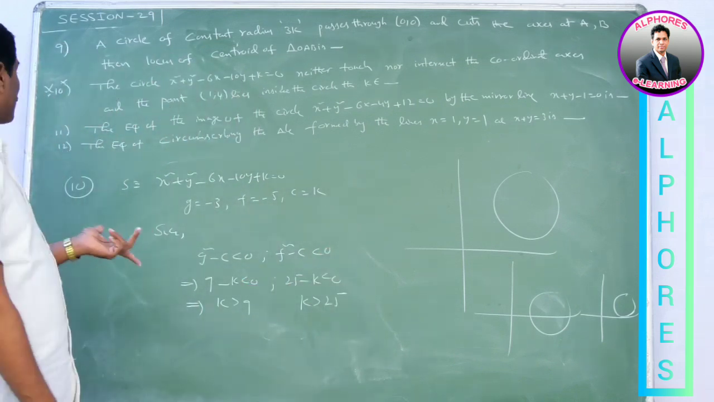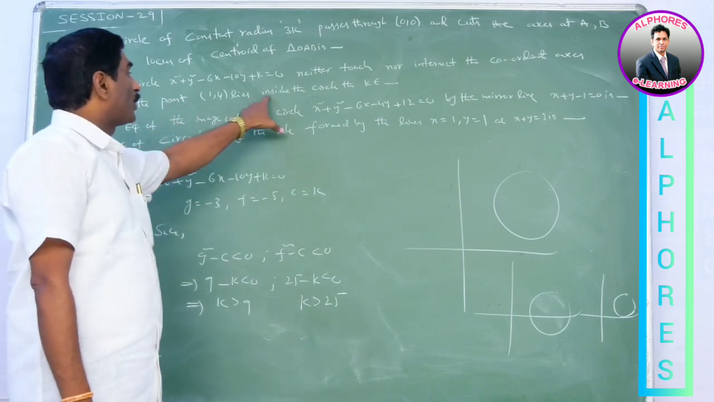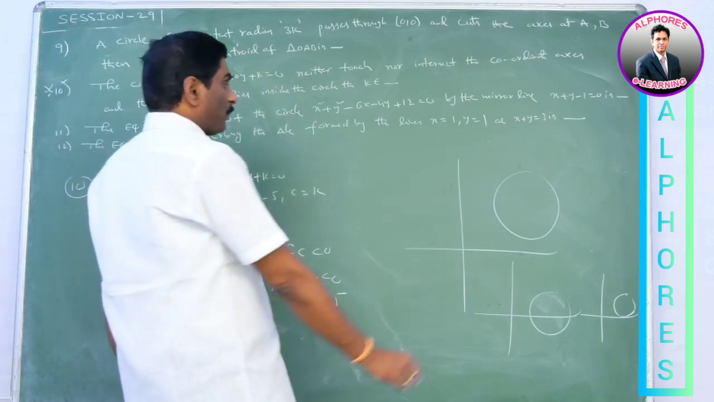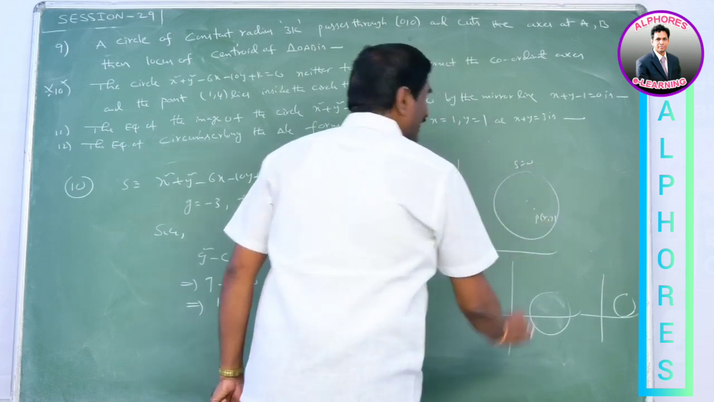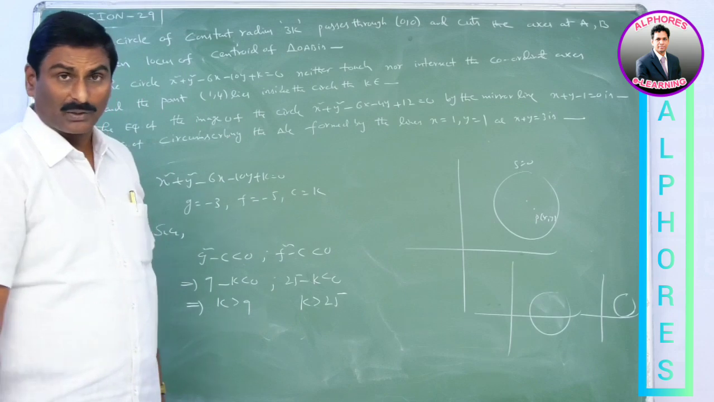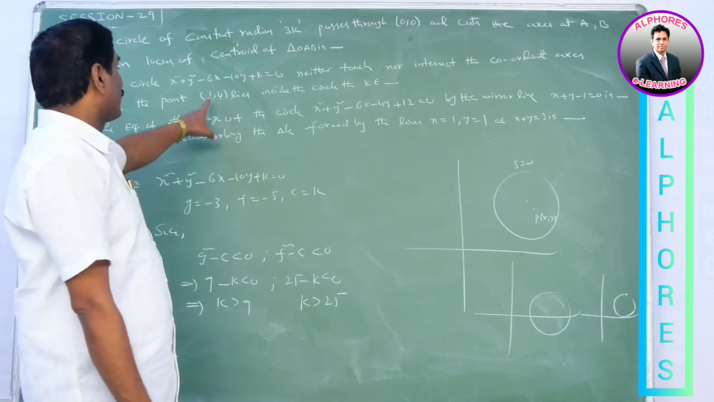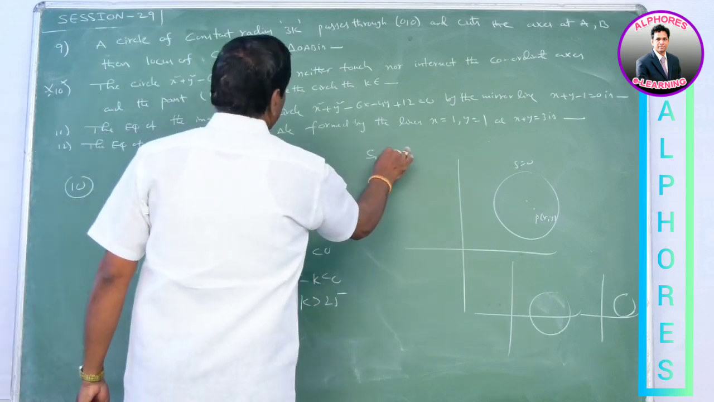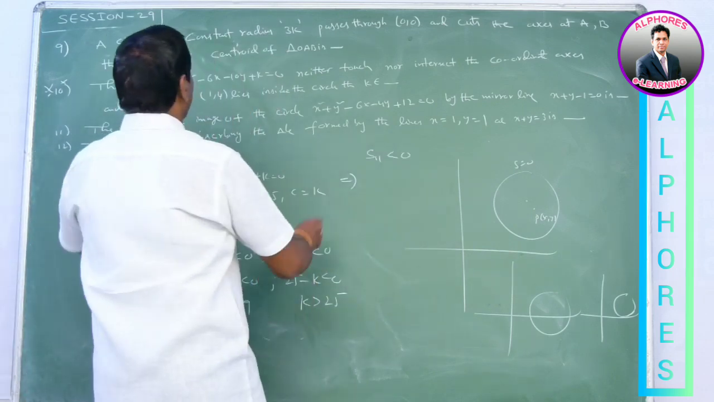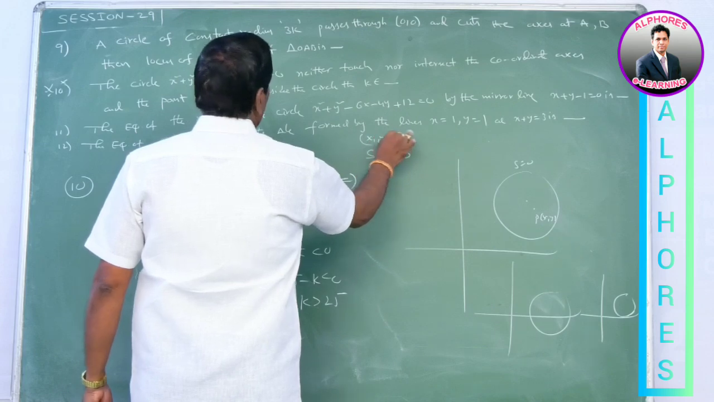Next, another condition. The point (1, 4) lies inside of the circle. If the point P(x1, y1) lies inside of the circle S = 0, what is the condition? S11 less than 0. S11 means here (x1, y1) is equal to (1, 4).